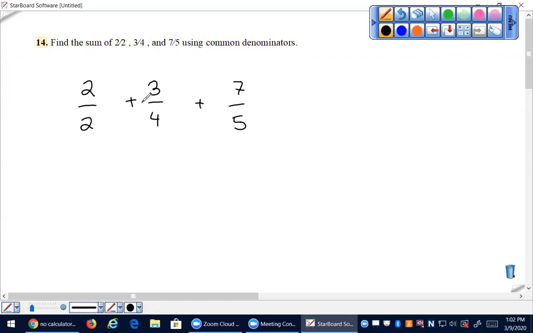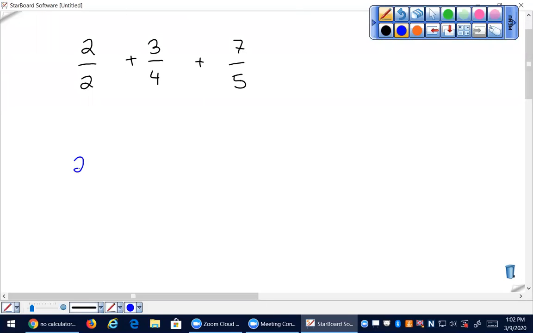So if you're not sure, then you could either make lists, 2, 4, and so on, and just find the smallest one on each list that matches. Or you could do the factor tree business. So with 2, that's just 2 and 1, we're done. With 4, that's 2 and 2. And with 5, that's just a 5, so we're done.